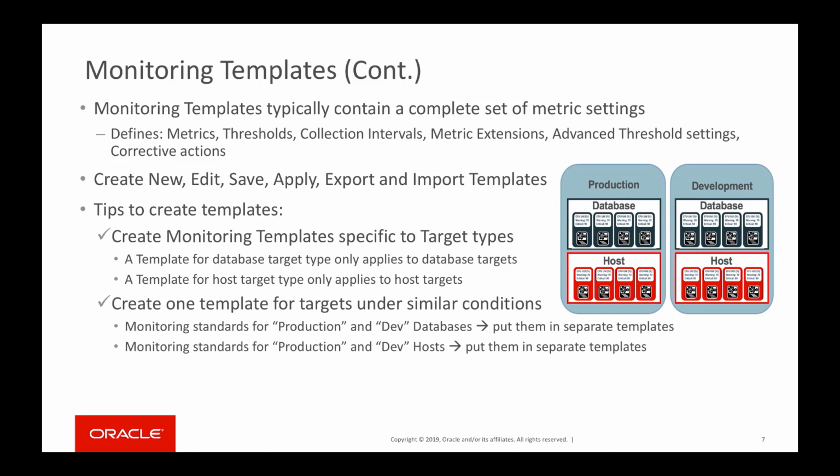You may have groups of targets that are used under particular conditions such as production or development. And say each group has a set of databases and hosts, then probably they have different workloads, and because of that, monitoring requirements are also different. In this case, you need 4 different templates: one for production host, another for development host, one for production database, another for development database.